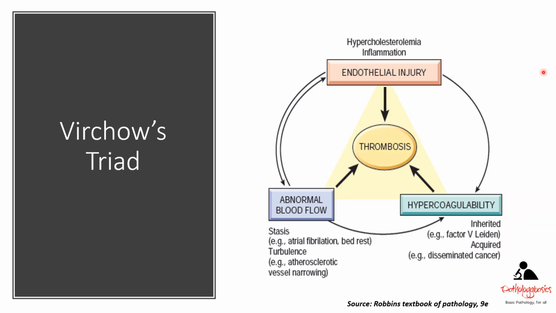The Virchow triad includes three distinct entities. First, in order that a thrombosis happens, there are three things that should happen. Number one, there must be an endothelial injury, because the endothelium is the one which prevents clotting. Hypercoagulability, that is increased tendency to clot, and abnormal blood flow. Alright, so these three things are what we include in the Virchow triad of thrombosis.